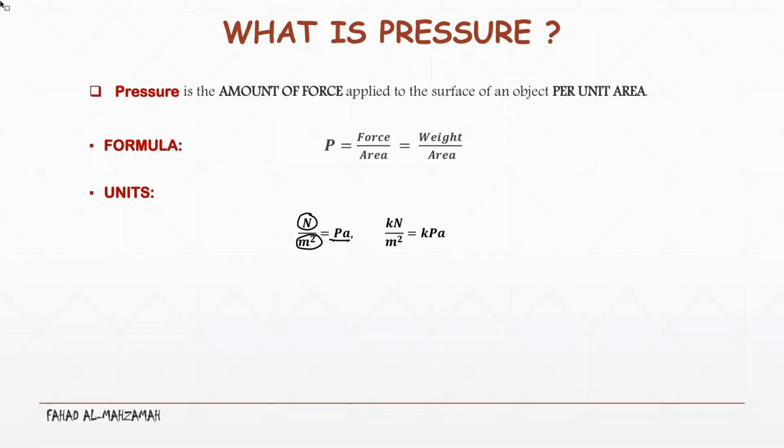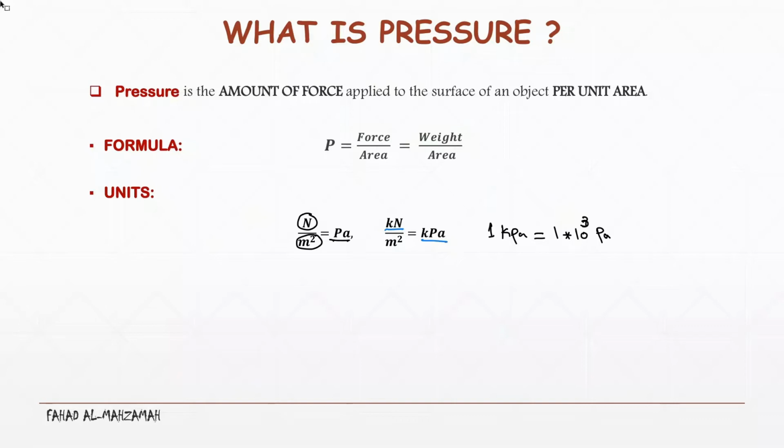Sometimes you will see the kilopascal. It's simply that instead of Newton you write kilonewton. Now what's the relation between the two? It's very easy. 1 kilopascal is exactly equal to 1 times 10 to the power 3 Pascal.